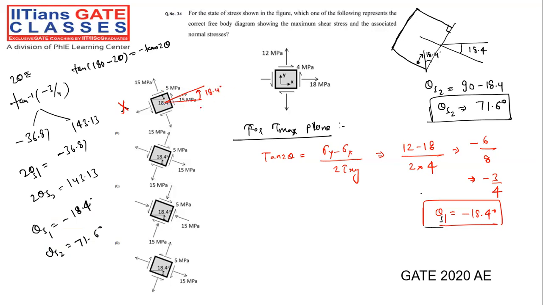18.4 degree in the counterclockwise. That is not correct. Option B can be correct. Option C can be correct. Option D can be correct based on the orientations. Now it's a game of what? Tau theta. Just find tau theta, my dear friend, on this plane.